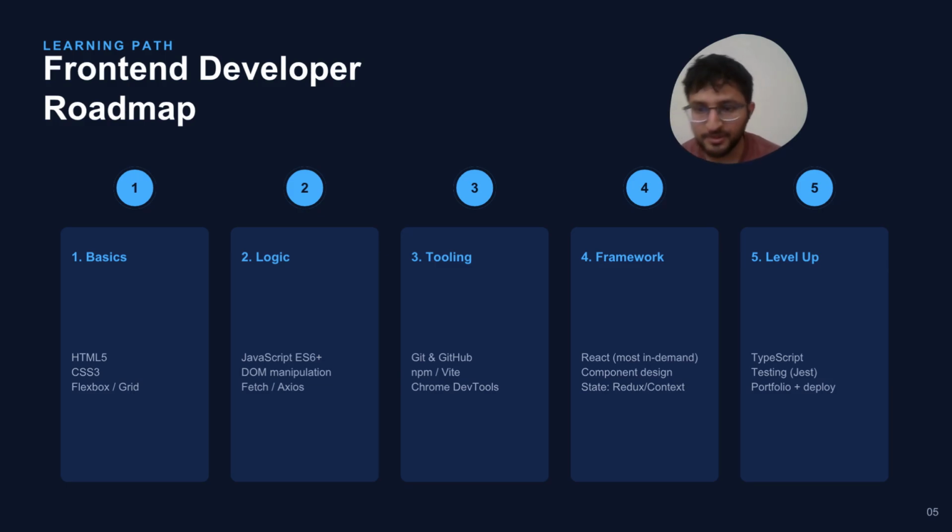The front end roadmap: start with the basics like HTML5, CSS3, Flexbox and Grid, then move into logic with JavaScript, DOM manipulation, and calling APIs. Next, pick up your tools like Git and GitHub and build tools like Vite. After these, learn a framework; you should move on to React, which is the most in demand right now. Finally, level up with TypeScript, testing, and most importantly, building a portfolio and deploying your projects. So that was the complete front end roadmap, and you have to follow it.